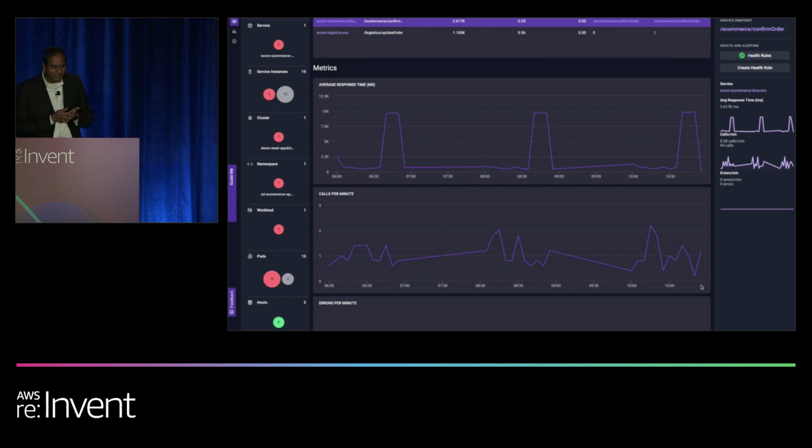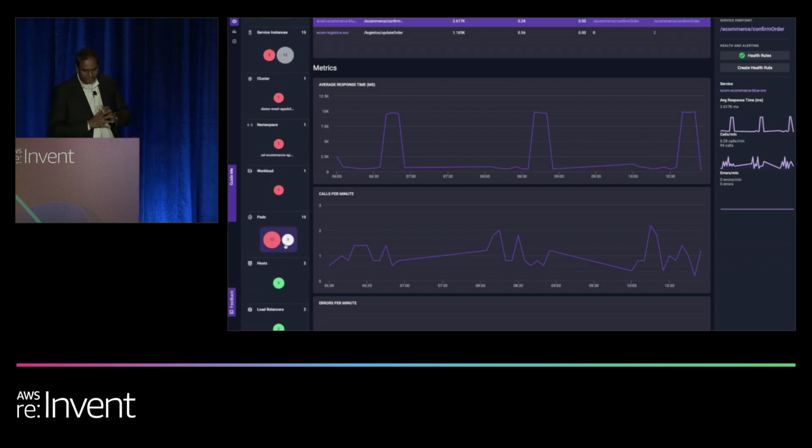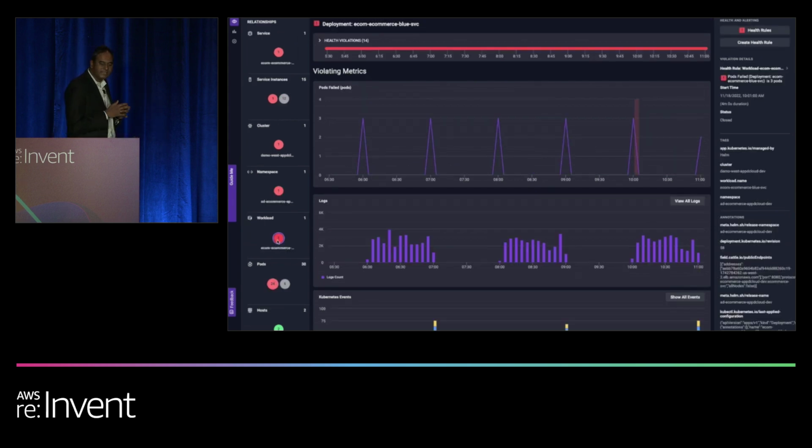Remember, we know that it's a memory limit issue, but she doesn't know that yet. So she goes in there, she starts exploring deeper, and she goes deeper into the specific workload to figure out what the issue is. She's looked at the namespace, she's looked at the pods, and then she goes into the workload. I'm going to speed this up a little bit. All right. So she sees a few things, right?